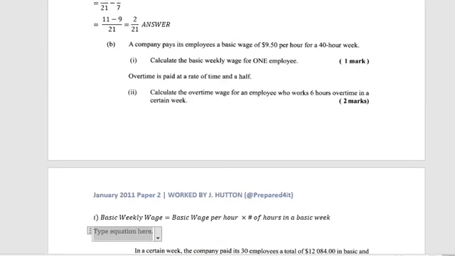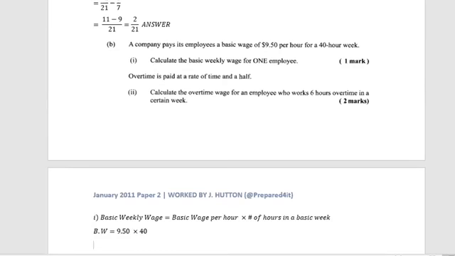So what that would give me is basic wage is equal to the basic wage per hour, which the question told us is $9.50, and that is being multiplied by the number of hours that can be worked in a basic week, and that would give me 40 hours. So when I multiply that, what I will get for basic wage, which the question asks us, calculate the basic weekly wage for one employee, that would be equal to $380. And it is as simple as that.